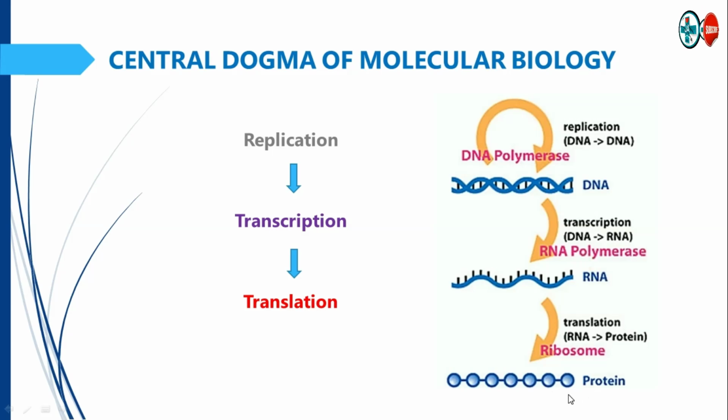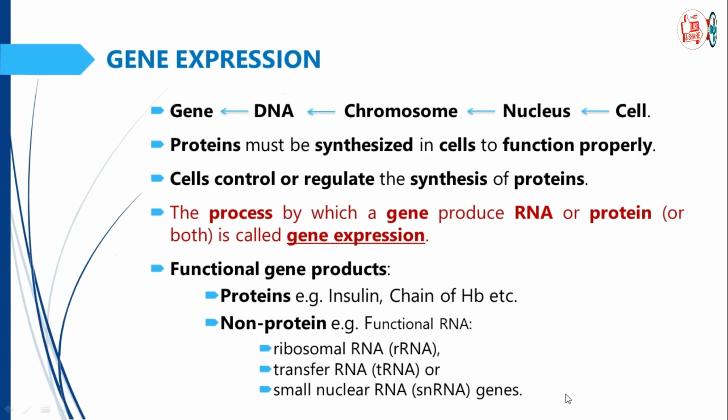Coming to the next point, what is a gene? A gene is a part of DNA, and DNA is a part of a chromosome. A chromosome is a part of the nucleus, which is a part of the cell. It is necessary that protein must be synthesized in the cell at the proper time to function properly. All the cells control or regulate the synthesis of proteins by using the information encoded in their DNA. So, the process by which a gene produces RNA or protein or both is called gene expression.